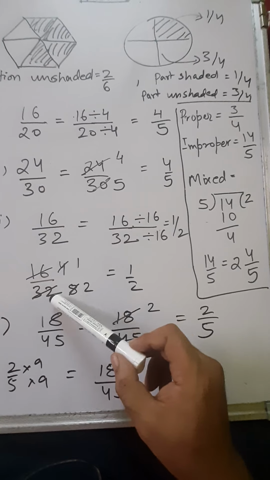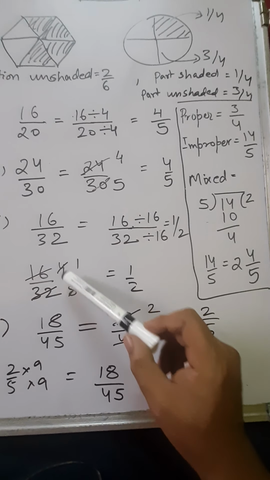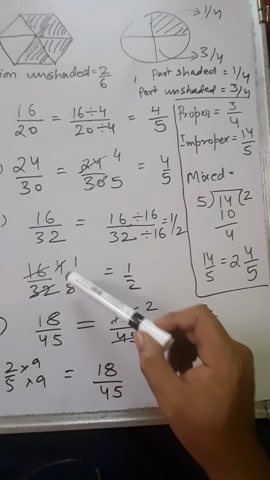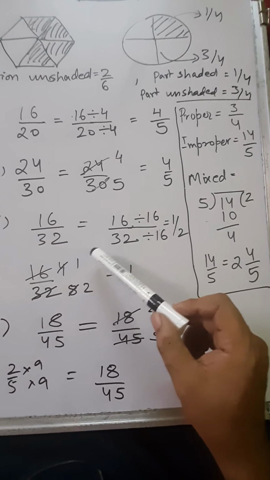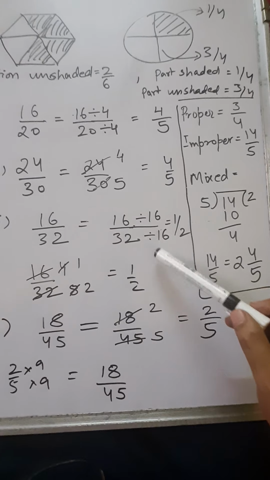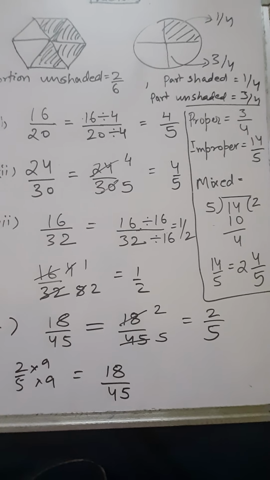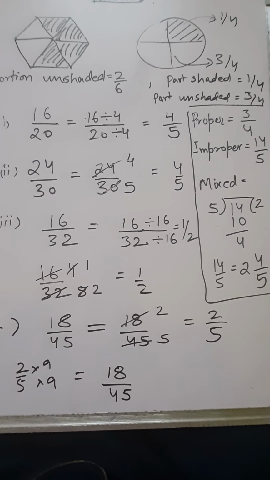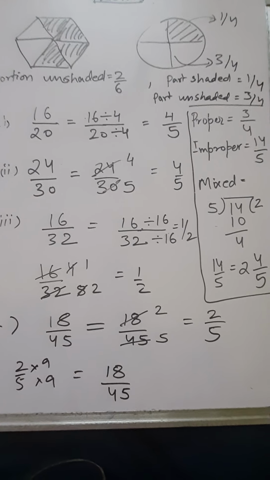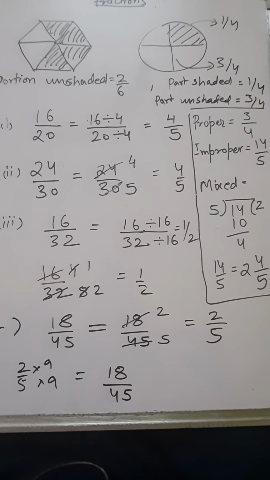4 4s are 16 and 4 8s are 32. 4 upon 8 comes, and you can see both are divisible by 4. You further divide. 4 ones are 4 and 4 2s are 8. Now they have 1 as their common factor. So unless and until they have only 1 as the common factor, you cannot say that they are in their lowest terms or in simplest form. Right children?